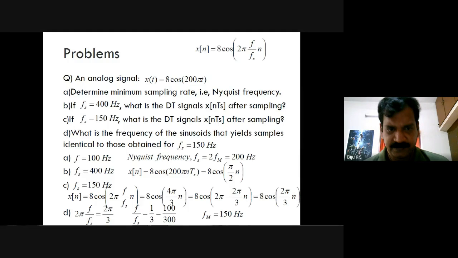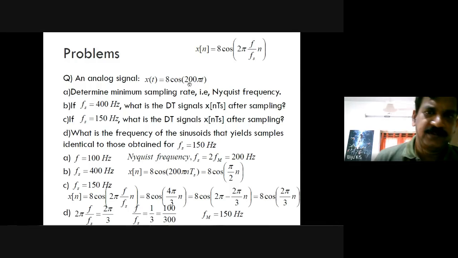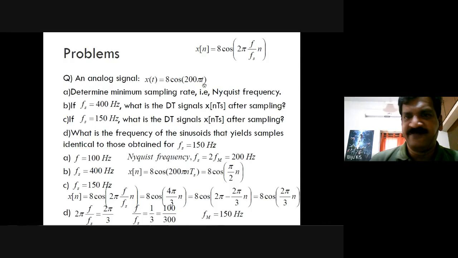So first problem, what is the Nyquist rate? First we have to take the signal. So this is 2 pi f t. The frequency of this signal is only 100 hertz.